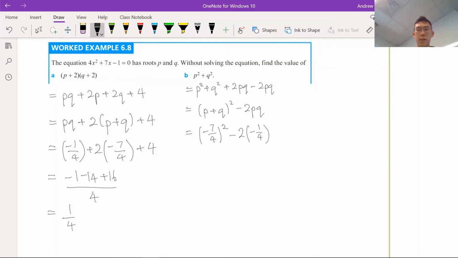C on A. And then what's this? 49 on 16 plus 2 on 4, which we're going to change to 8 on 16, which is 57 on 16. Alright, so be a little bit creative. Alright, think about what algebraic rules or identities you can use.